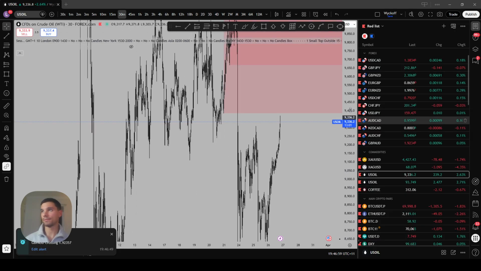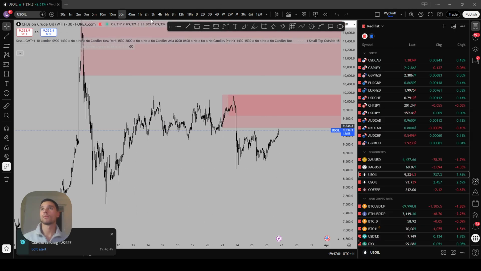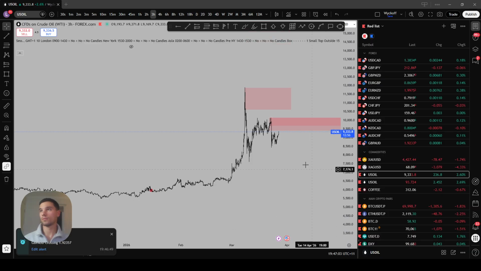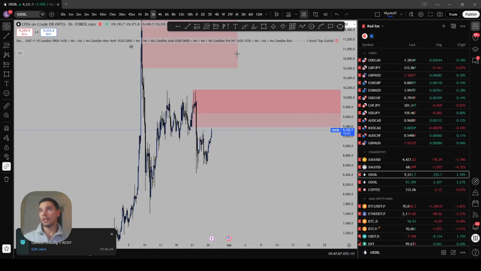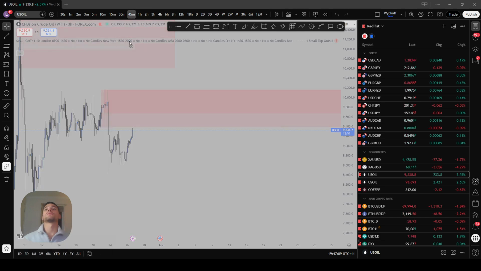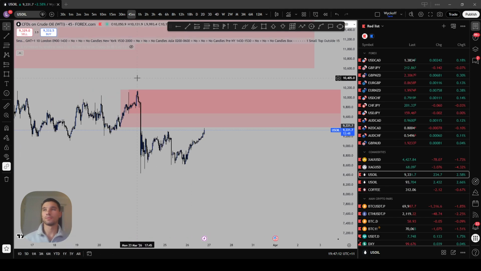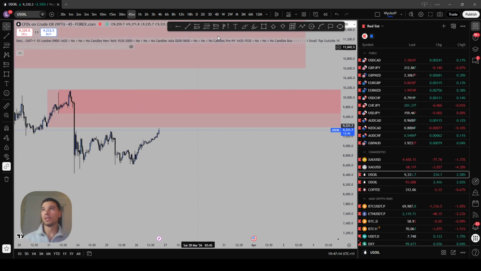Flush is ready. Yeah, that's kind of it for oil at the moment. I want ideally some form of distribution to occur in here. That's really all I would like, but we have to give price some time.